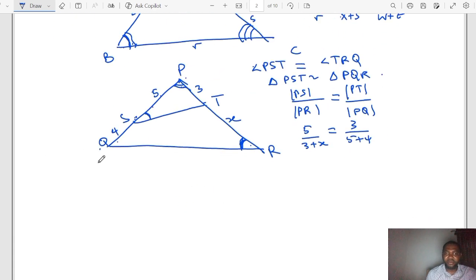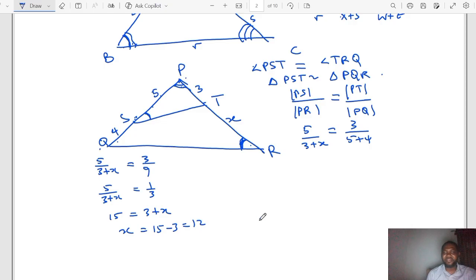So I'm going to come here now. This is going to be 5 over 3 plus x is equal to 3 over 9. And 3 over 9 is 1 over 3. If I cross multiply, 3 times 5 is 15. And 3 plus x times 1 is still 3 plus x. So your x is going to be 15 minus 3, which is equal to 12. Ta-da! See that? Quite interesting.